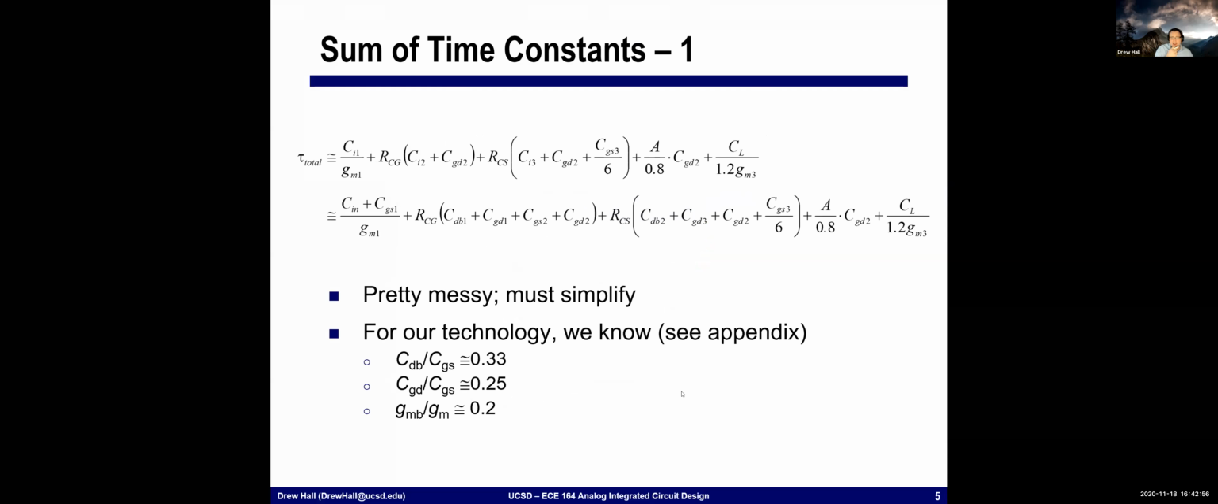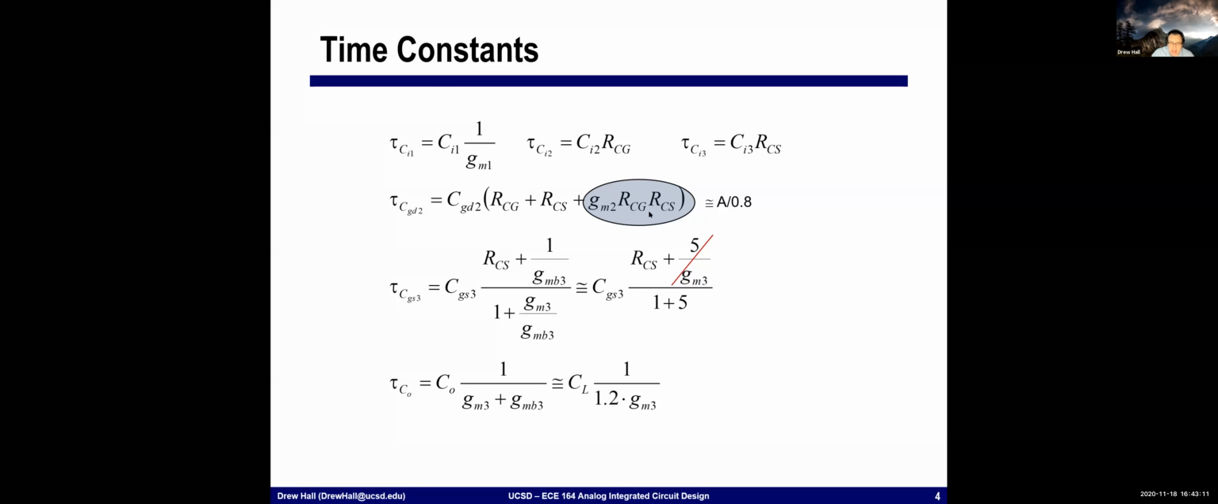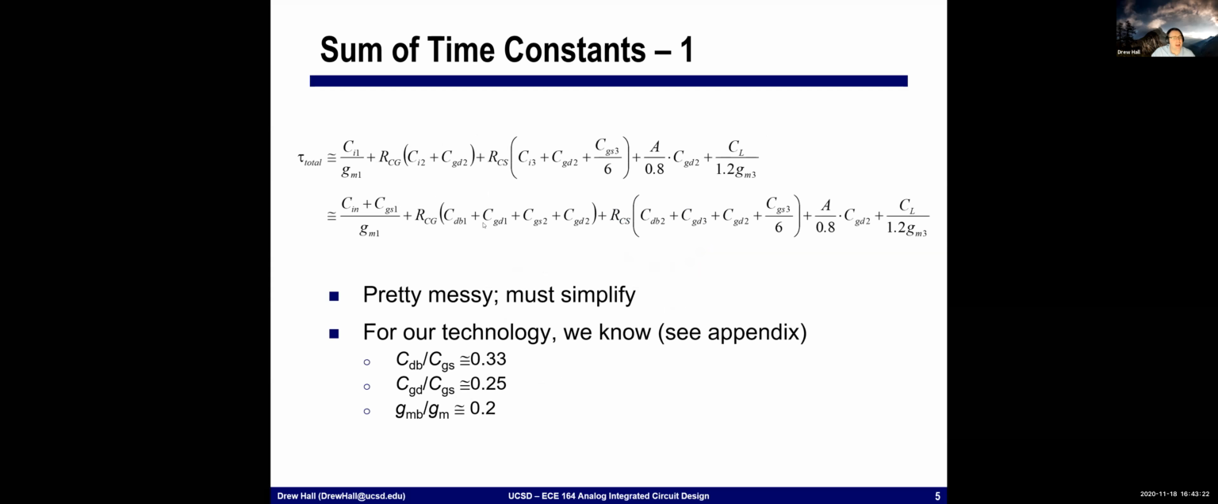All right, so once I have all of the time constants, I can use them to estimate the total bandwidth by summing up each of these time constants. And even after making some of these simplifications, things like taking this and turning it into the gain, simplifying GM3 divided by GMB3, simplifying GM3 plus GMB3, I'm still left with a pretty messy expression, something that I still need to simplify further.